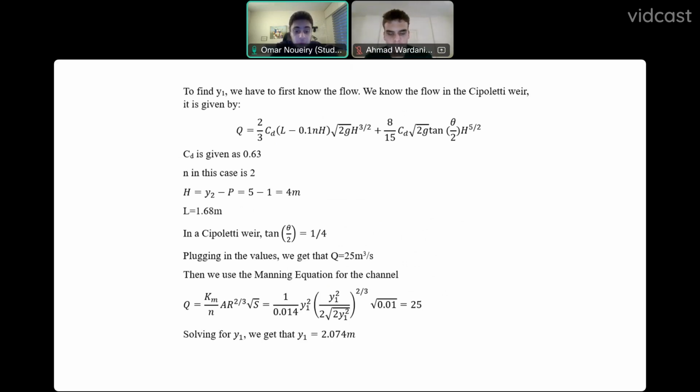So now we use Manning's equation to solve for y1. We express the area in terms of y1 and the hydraulic radius as well in terms of y1. And then we solve for it and we obtain that y1 equal to 2.074 meters.